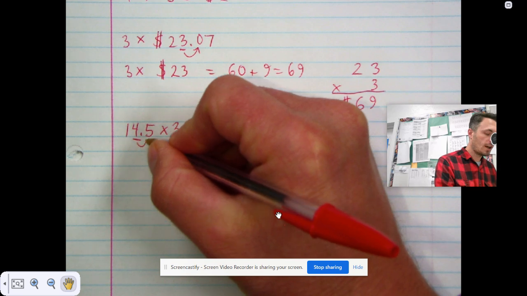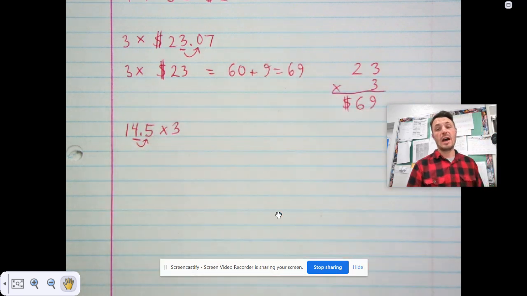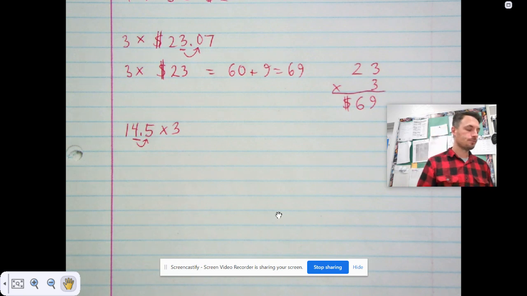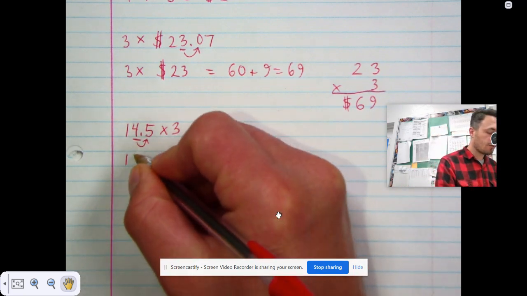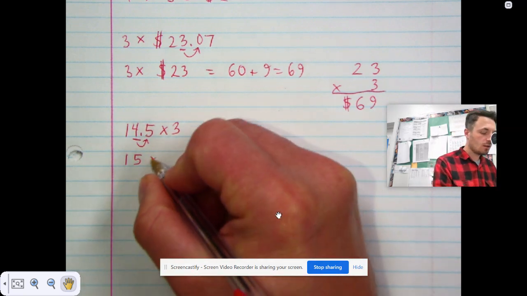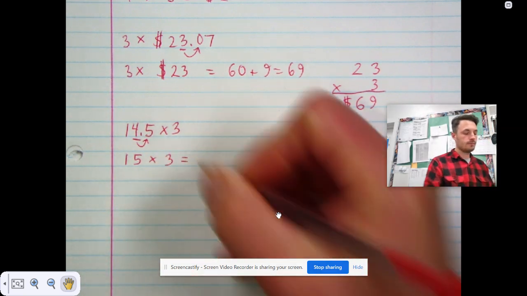So in this one, the 4 asks the 5 for a raise. The 5 says yes, because every time you ask 5, 6, 7, 8, or 9, it always says yes. So the 4 becomes a 5. So 14 and 5/10 rounds up to 15 times 3. Okay?